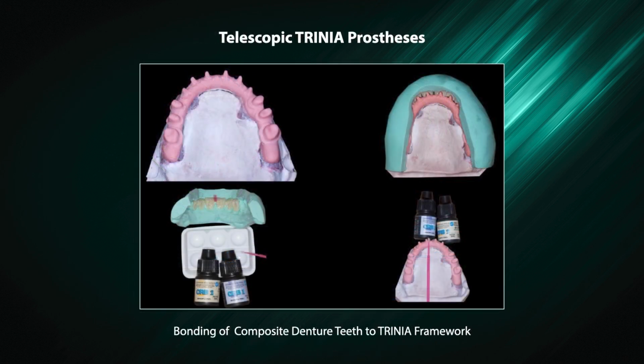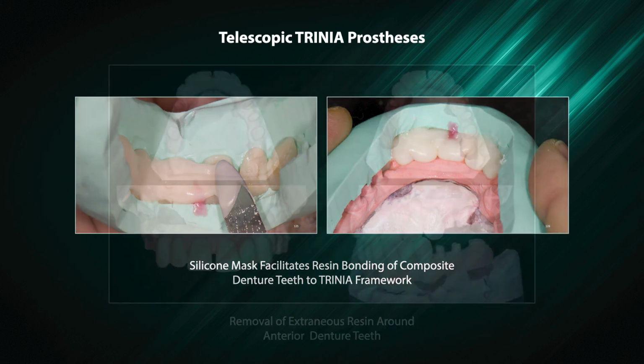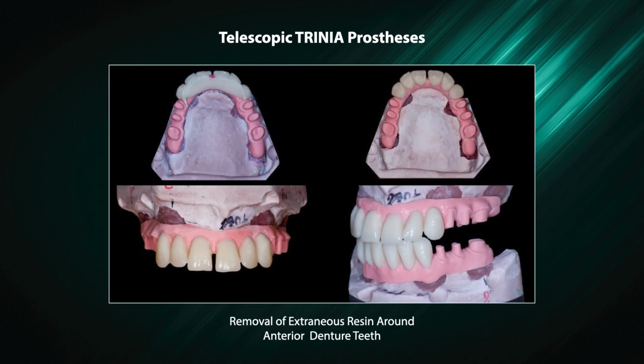Bonding of composite denture teeth to a TRINIA framework. Silicone mask facilitates the resin bonding of composite denture teeth to a TRINIA framework. Removal of extraneous resin around anterior denture teeth.